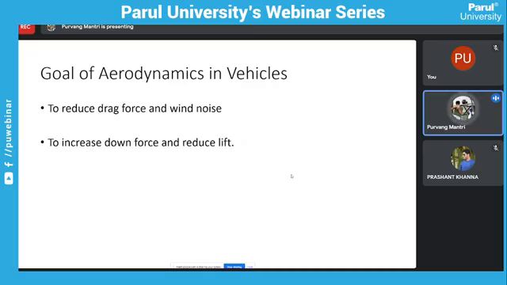Talking about the goal of aerodynamics in vehicles, firstly, we have to keep in mind that forces like drag force and wind noise are not desirable in vehicles. They directly affect the passengers' comfort and the power requirement from the engine. So we try to reduce the drag force and the wind noise.